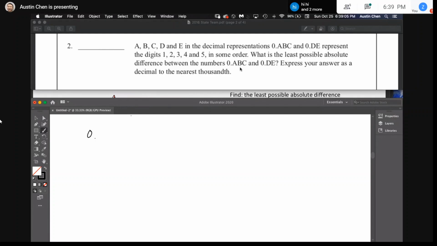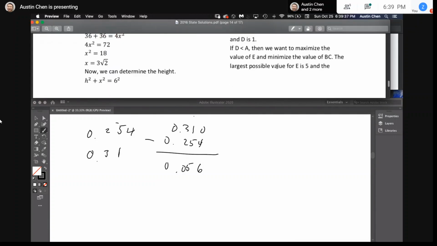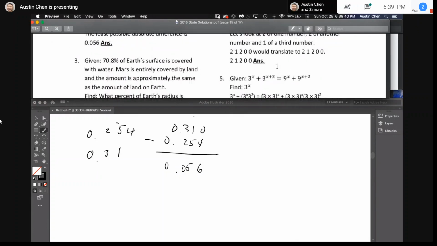So if we want B and C to be as big as possible, we want them to be 5, 4, right? And we want E to be as small as possible. Well, we want it to be 1. And we have 2 and 3 left over, which is good because we needed these to be 1 apart. So everything fits here. So this has to be the best numbers. So then we just take the difference, and that should be our answer. So we have 0.056, and that's our answer.